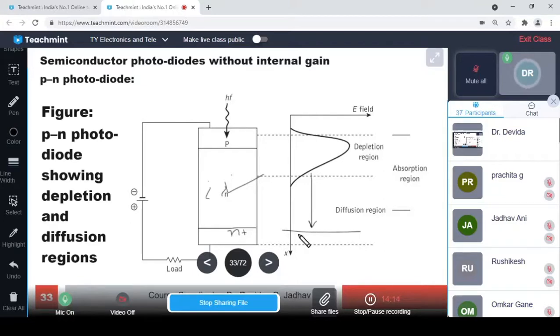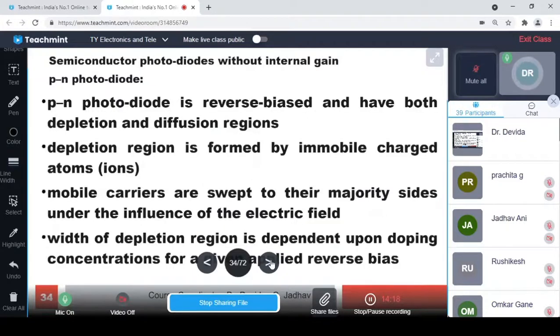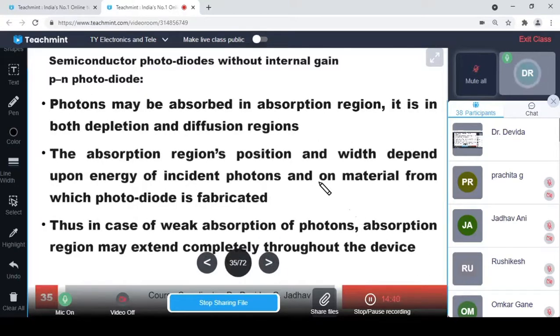So the PN diode is reverse biased. The PN diode forms the depletion region due to immobile atoms, and mobile carriers are swept to the majority side under the influence of the electric field in the depletion region, and the width of the depletion region is dependent upon the doping concentration also. So the doping concentration can be varied. A photon may be absorbed in the absorption region, covering both depletion and diffusion regions.